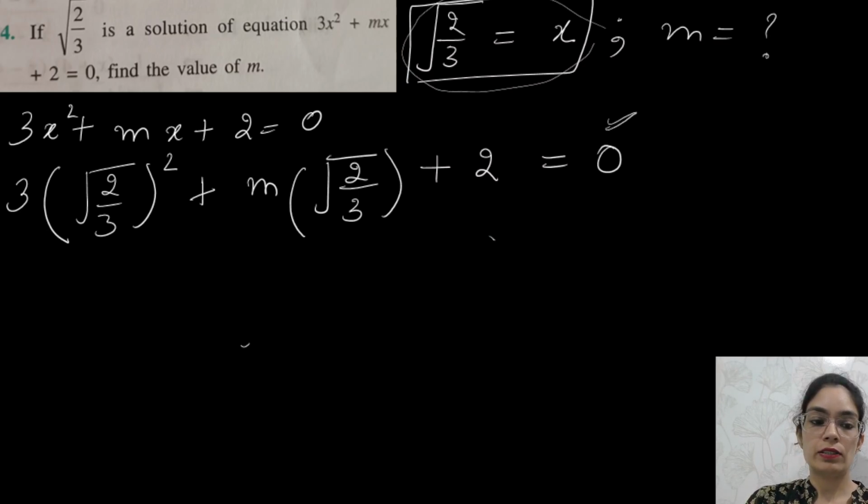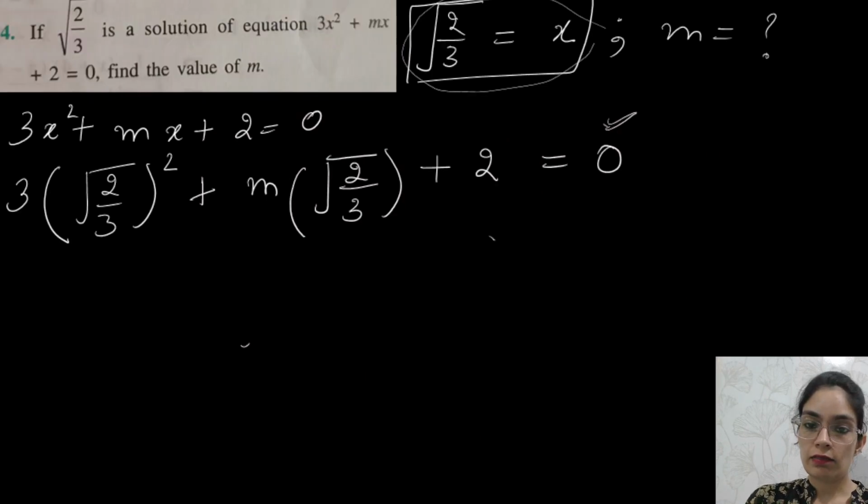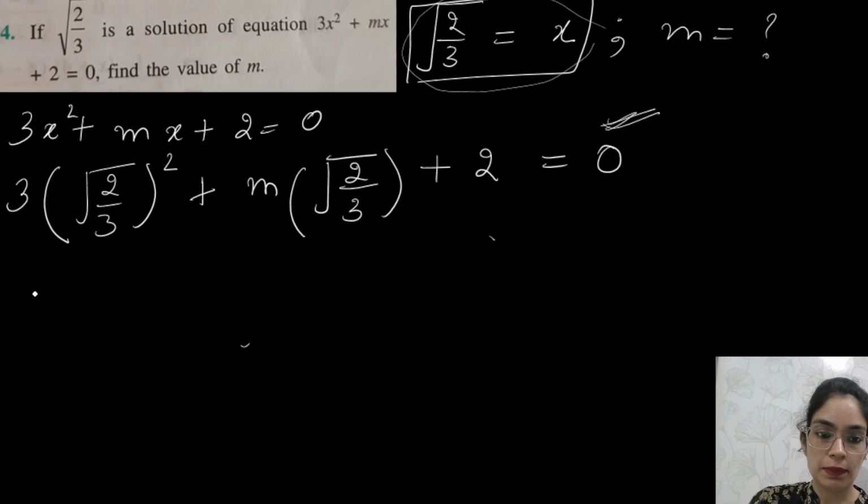See, in the previous question also we did the same thing. When x equals 5 is the solution, what was the answer? 0. When it is not a solution, then it's not 0. So always remember, when that particular value of x is a solution, if we substitute that value of x, the answer will always be equal to 0. That's what we have written. Now we'll just simplify it.